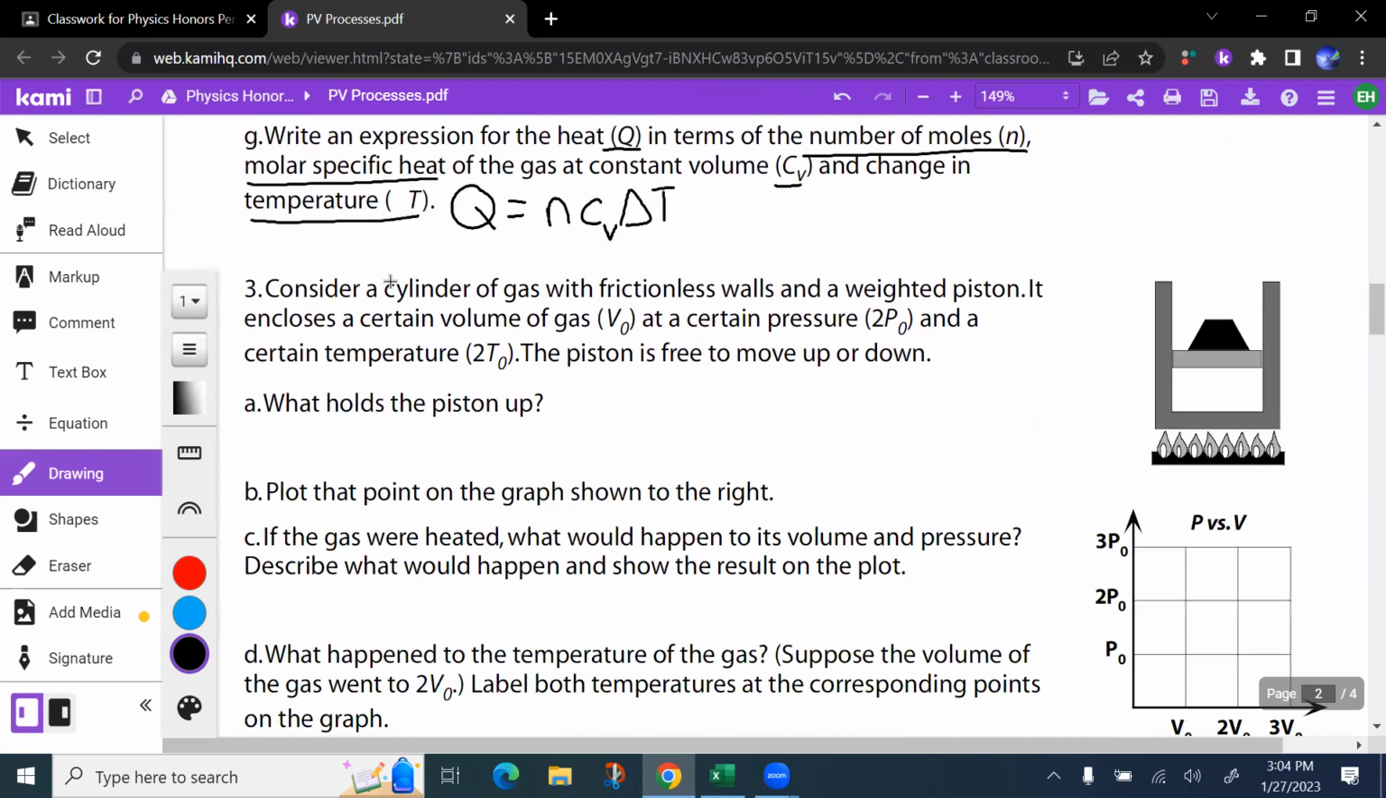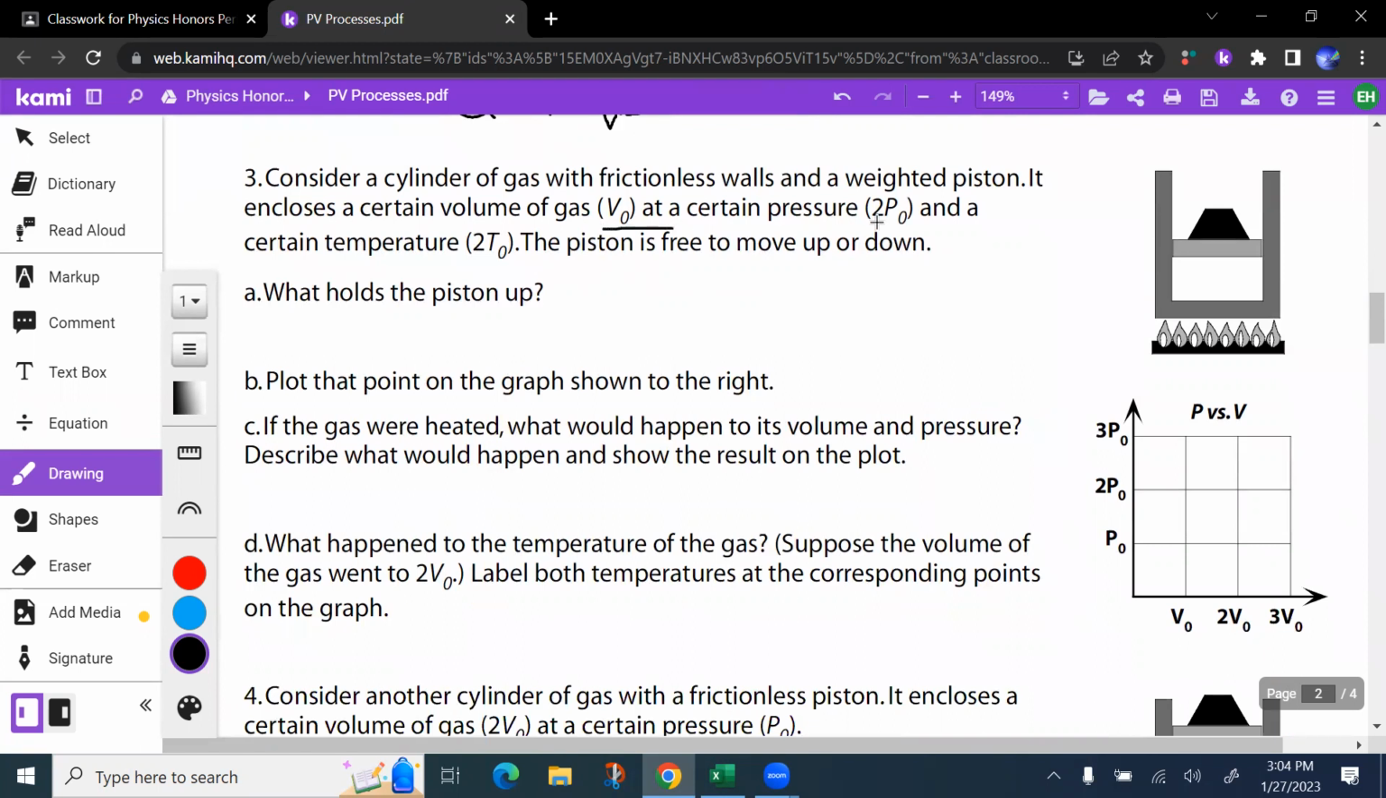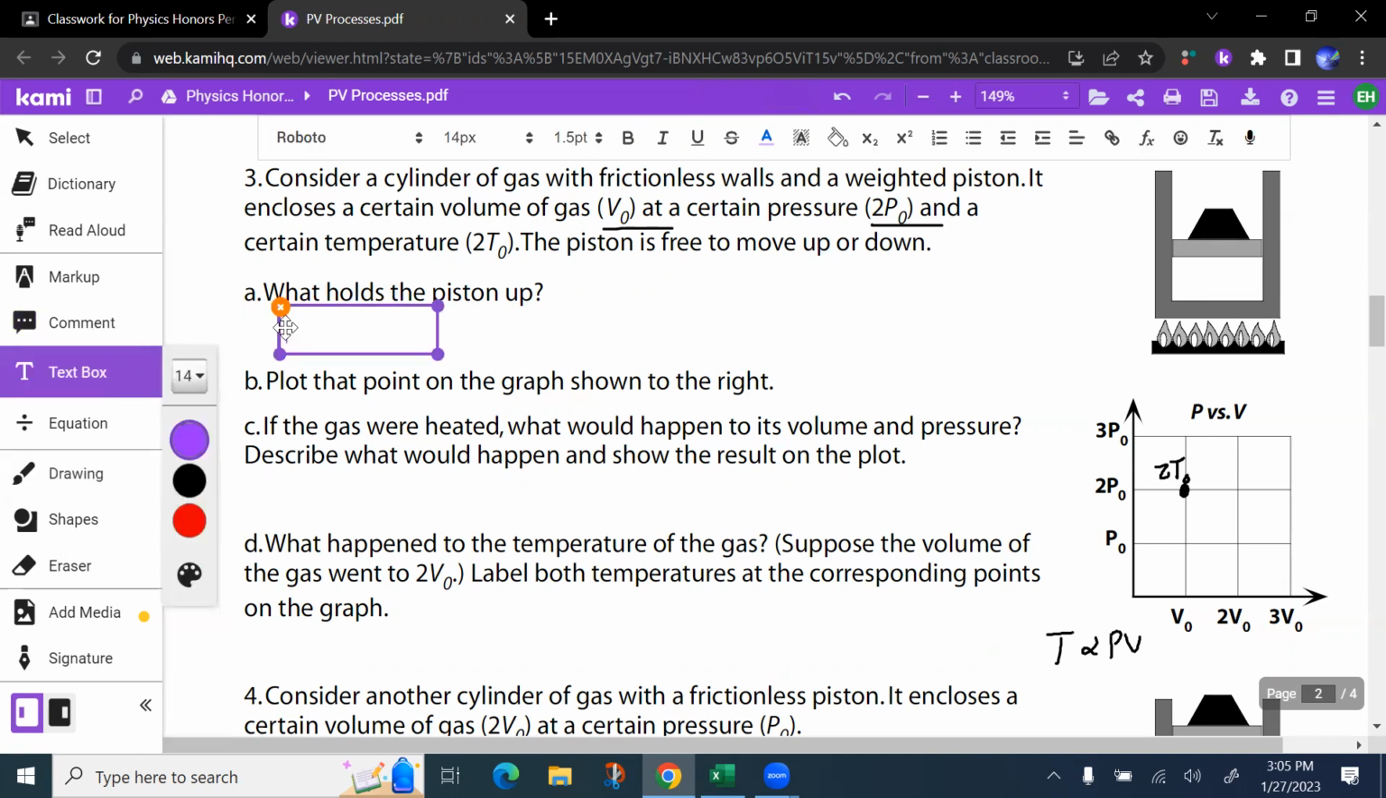Part 3. Consider a cylinder of gas with frictionless walls and a weighted piston enclosing a certain volume of gas V naught and a certain pressure of 2 P naught. So let's plot that. V naught, 2 P naught, that would be right here. Now, if temperature is proportional to pressure and volume, this would be 2 T naught to begin with. The piston is free to move up or down. Well, what holds the piston up? Pressure from the gas, which is basically the gas particles colliding upward on the piston.